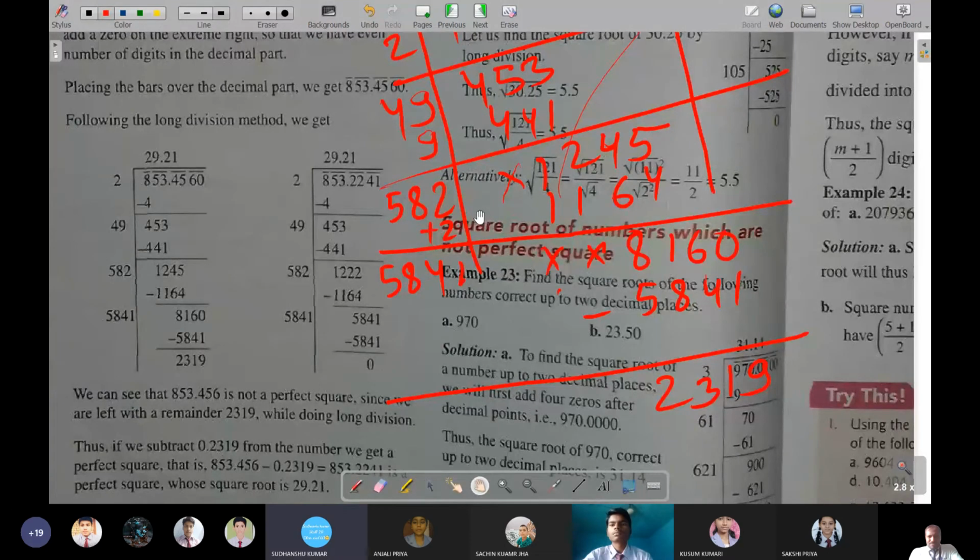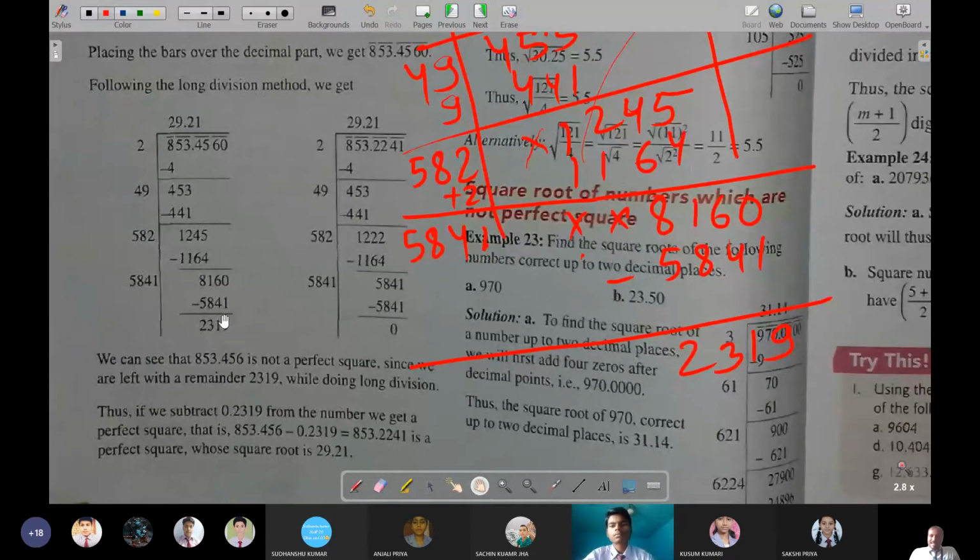Sir, 441, then 12 it came, and 22 came down. Okay, this is different. Sorry. Here it is 4560, and here also it at last came 2319. So what will happen? Just see. This is the remainder.